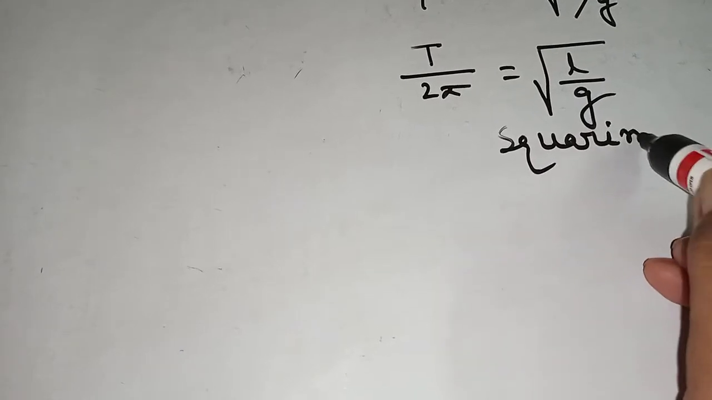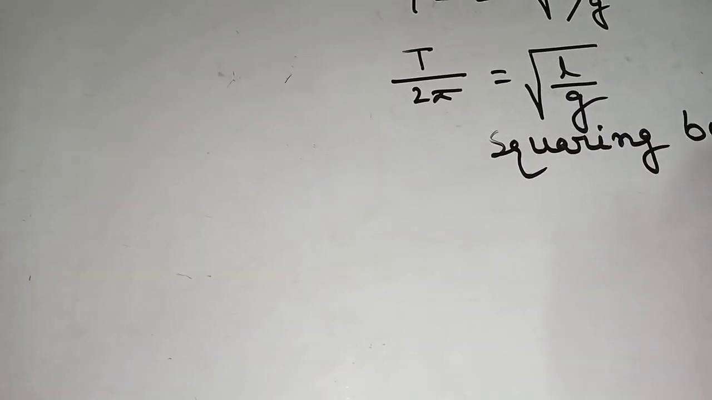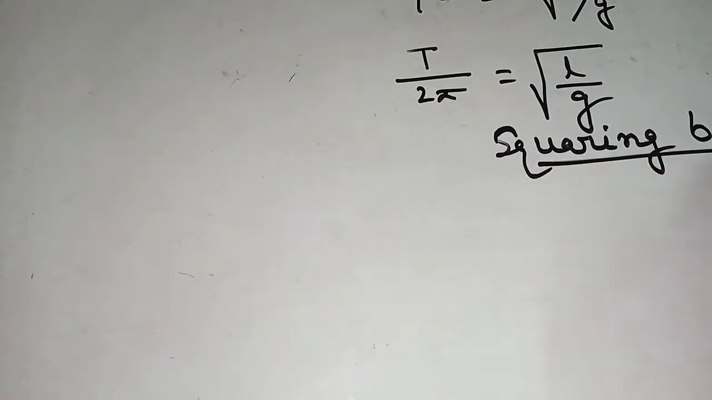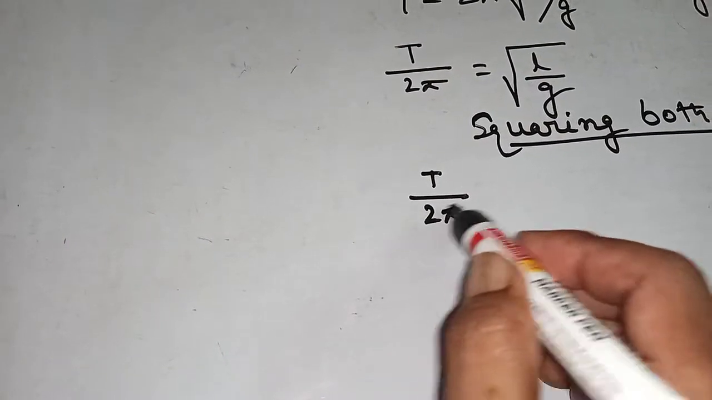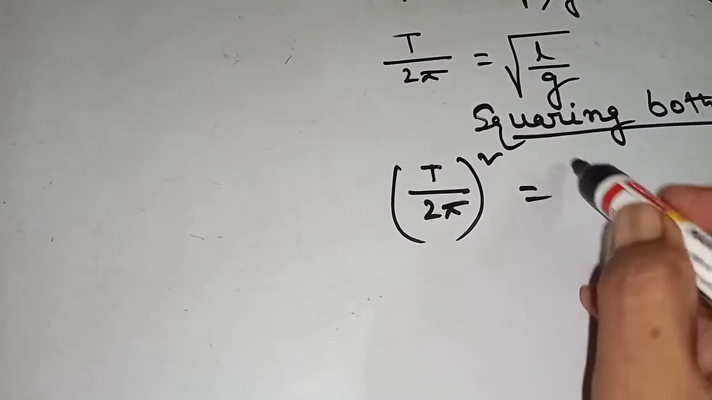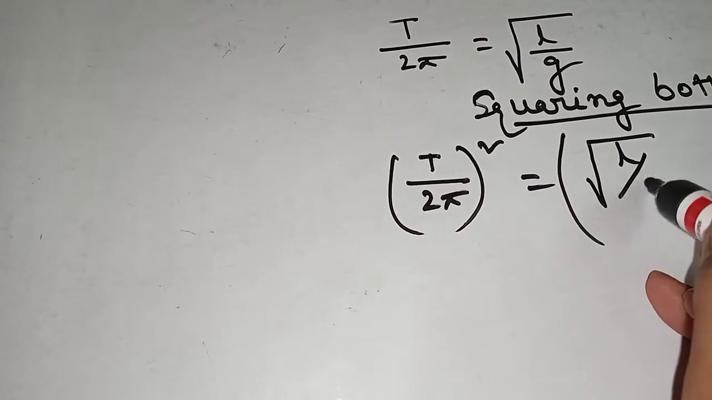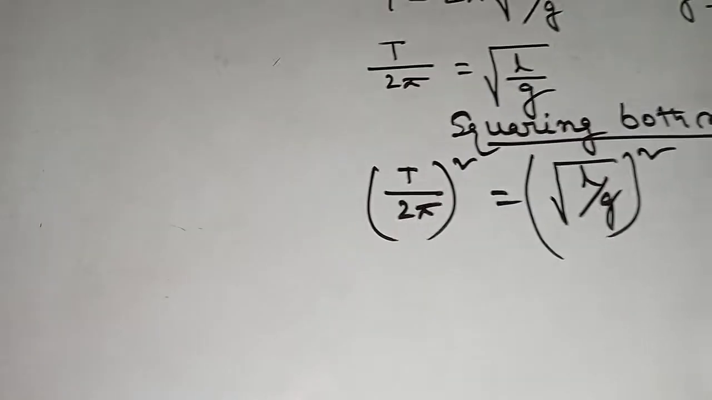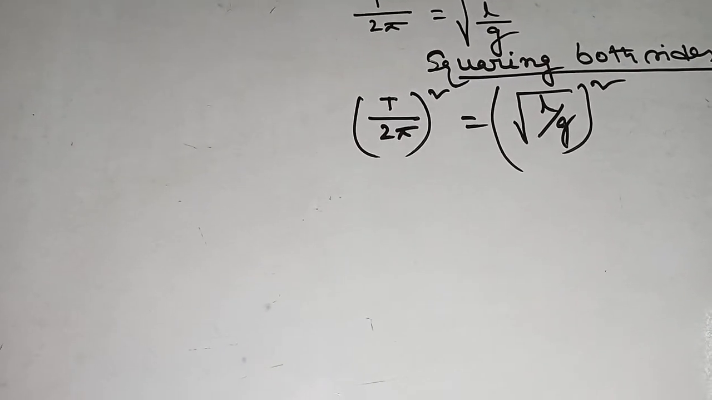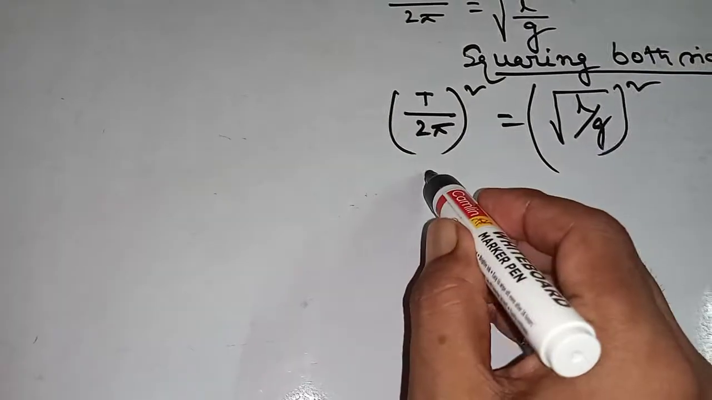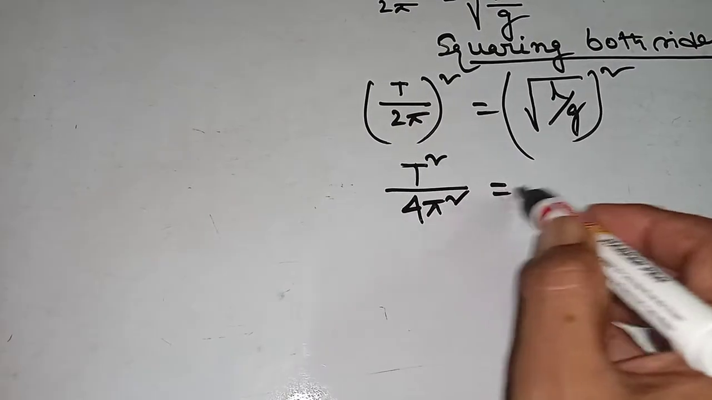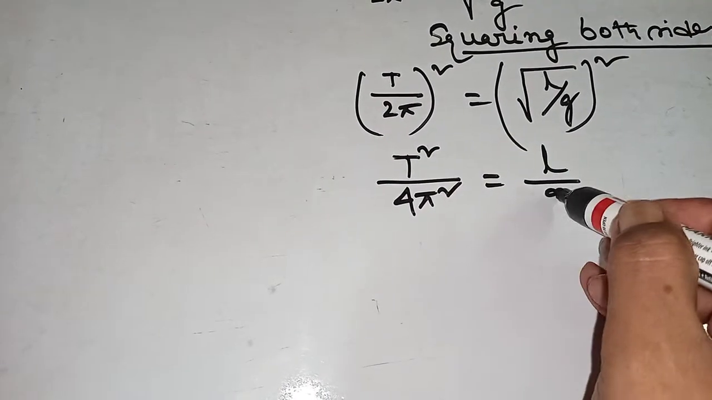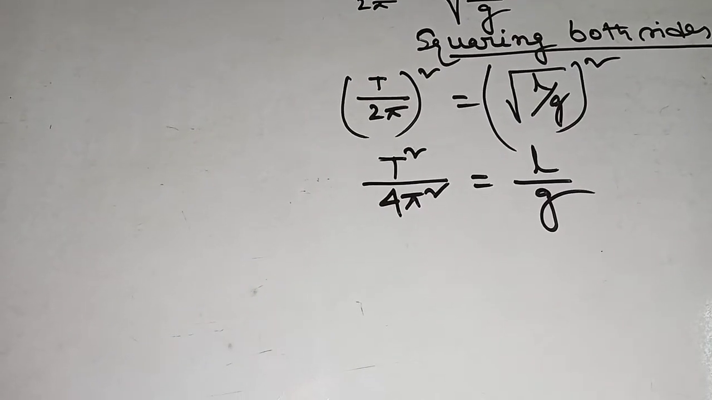Squaring both sides. Then what will be? T by 2 pi whole square equal to root over L by G whole square. Squaring means both sides squaring. Now it will be T square by 4 pi square. Then remove the root, T square by 4 pi square equal to L by G.